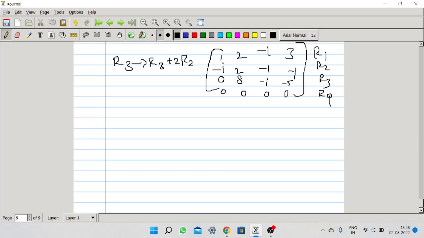So now we are making this element 0 by using R1. By just adding those two rows, we can make the element minus 1 as 0. So we are doing R2 to R2 plus R1. The resulting matrix is 1, 2, minus 1, 3, 0.